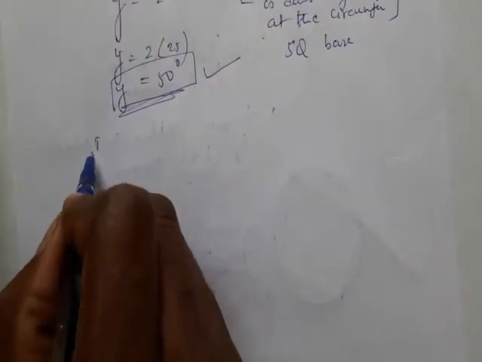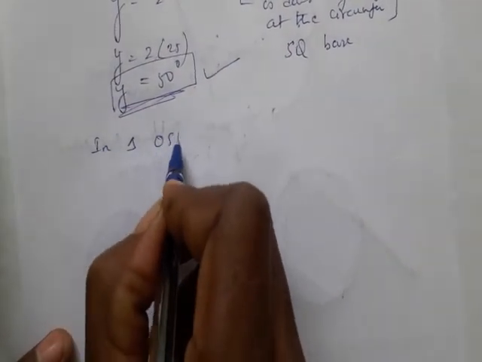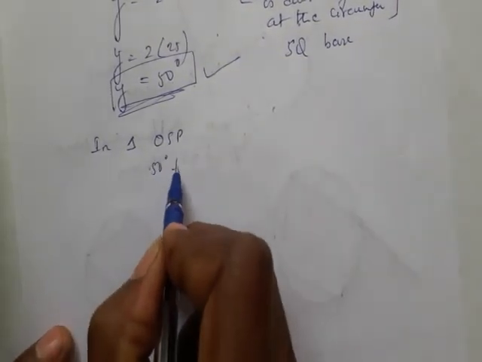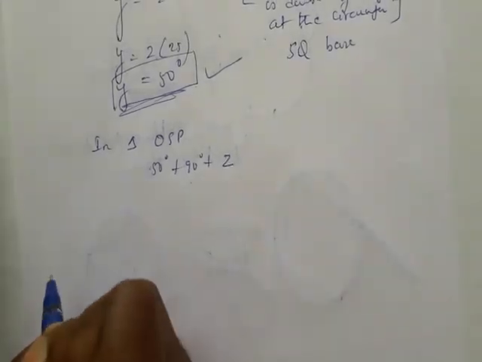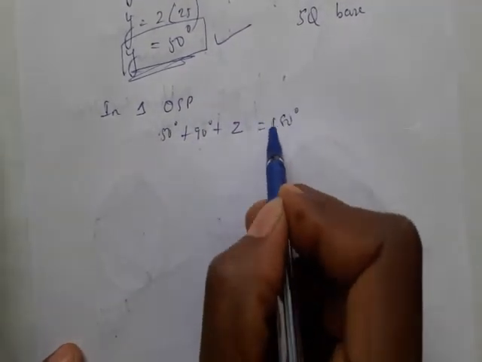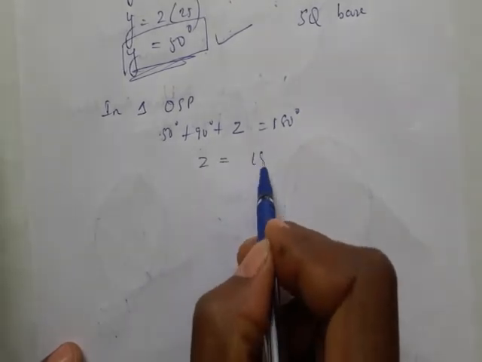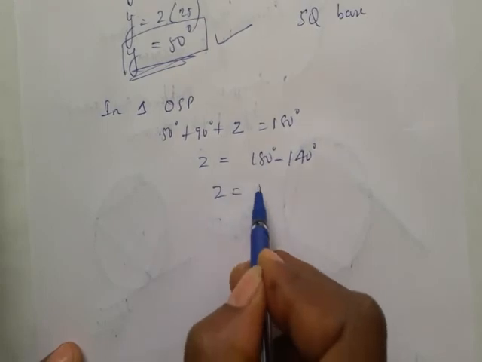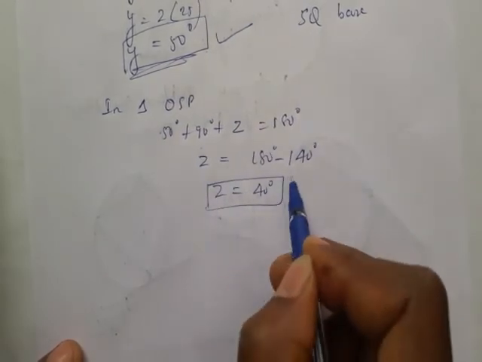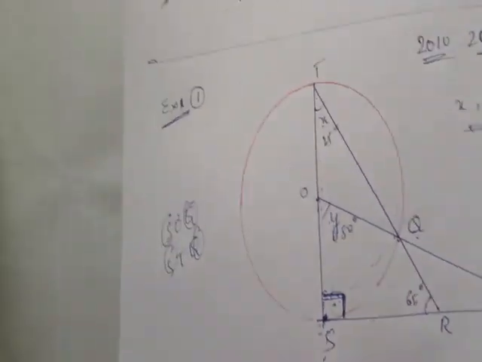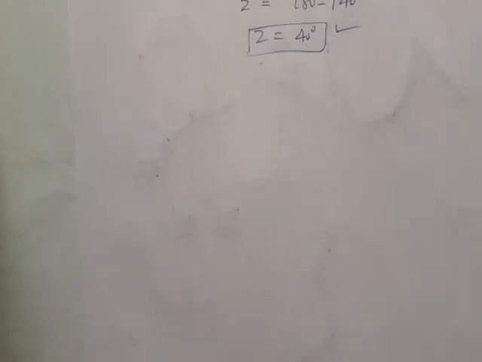So in triangle OSP, y is 50 degree plus 90 degree plus z equals 180 degree. Z is equal to 180 degree minus 140 degree. Finally Z is equal to 40 degree. This is the third. For these 3 steps we will get 4 marks. The board paper has asked this.